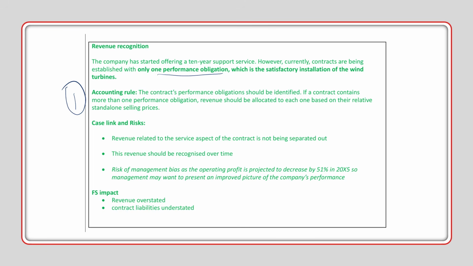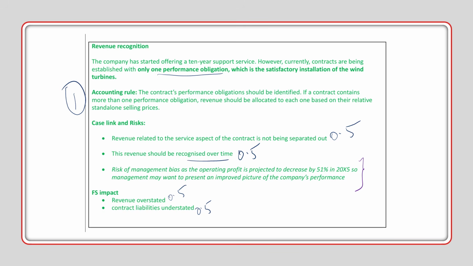I get 1 mark for my accounting rule that the contract's separate performance obligations must be identified and revenue should be allocated to each based on their relative standalone selling prices. The risk is that the revenue from the service cost is not being separated out. This should be recognized over the 10-year time period. And if this is not done, revenue could be overstated and deferred revenue or liabilities understated. Now, this is a very typical comment on your early revenue recognition. The interesting and very important parts are this linkage.